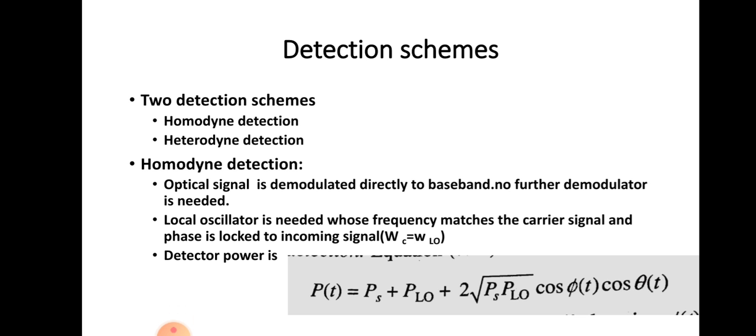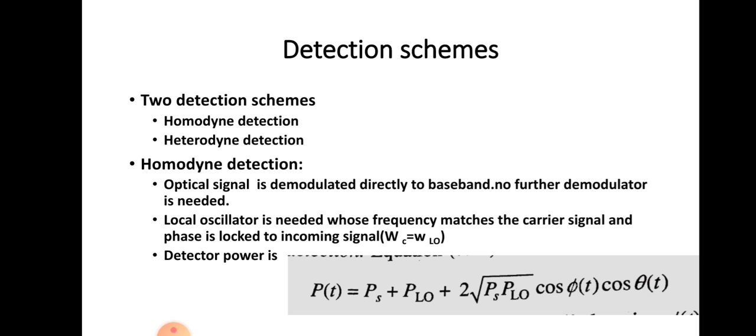So first of all, let us see what is homodyne detection. In the case of homodyne detection, the optical signal that we have received is demodulated directly to the baseband signal. And in this case, no further demodulation or demodulator circuitry is needed. Here, a local oscillator is needed, and the frequency produced by the local oscillator should be matched with the carrier signal frequency that the receiver receives.